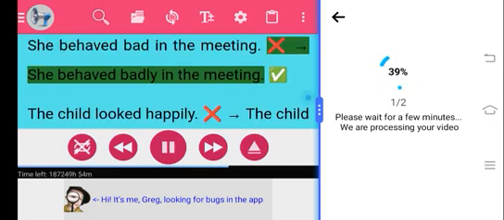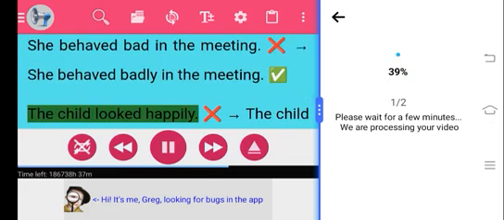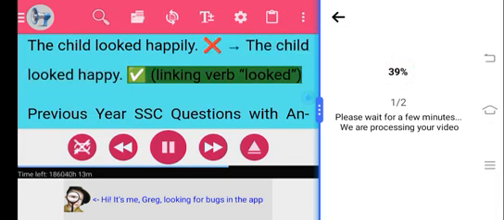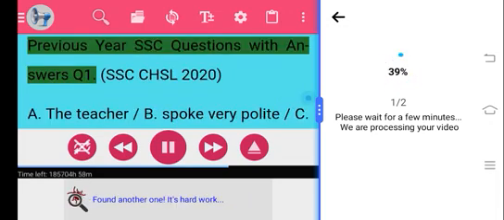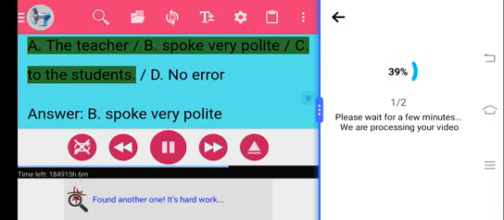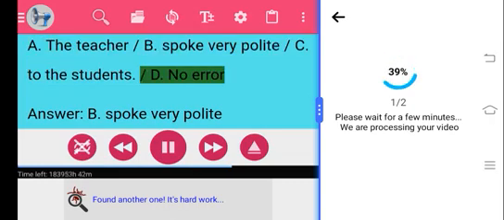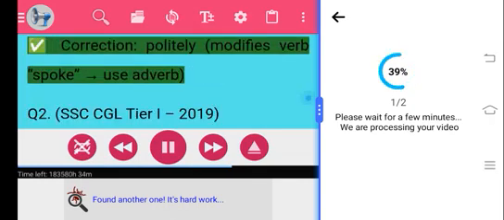She behaved bad in the meeting. Wrong. She behaved badly in the meeting. Correct. The child looked happily. Wrong. The child looked happy. Correct. Linking verb: looked. Previous year SSC questions with answers. Q1. SSC CHSL 2020. The teacher spoke very polite to the students. No error. Answer: B, spoke very polite. Correction: politely modifies the verb spoke. Use adverb.